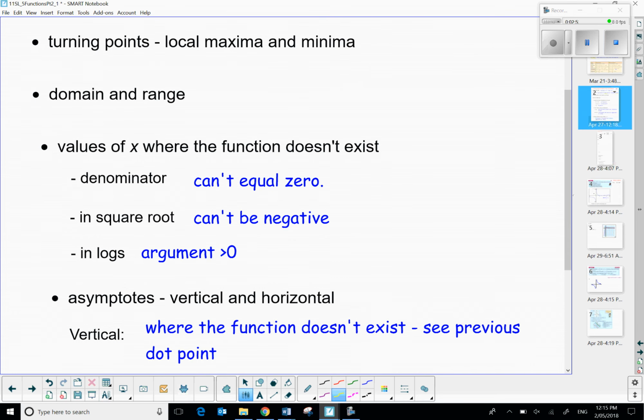We've talked about values for x where the function doesn't exist, and that would affect our domain, obviously. So we can't have x equal to 0 in the denominator. That's our first scenario. In a square root, we're not going to be taking square roots of negative numbers. We're not going to go into complex numbers in the standard course. And in our logs, the argument can't be negative or 0, so our argument always has to be greater than 0.